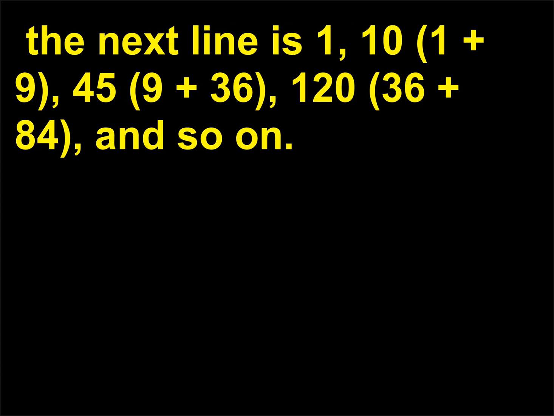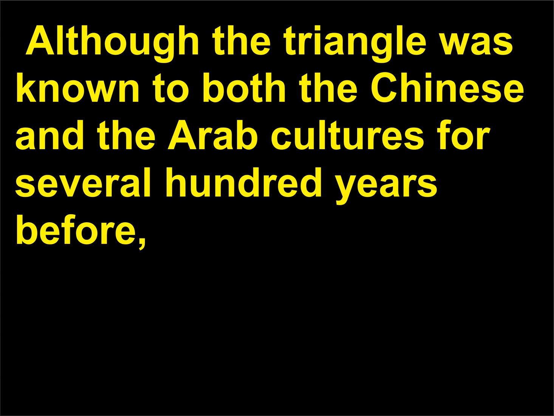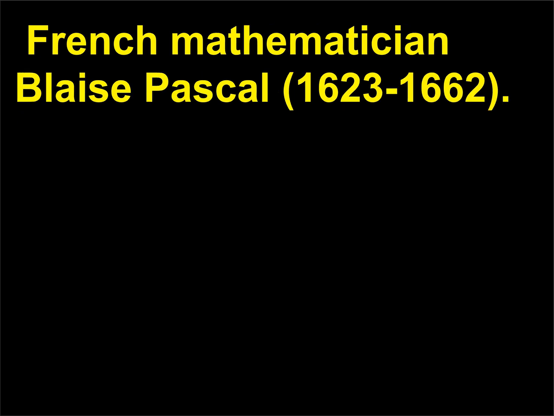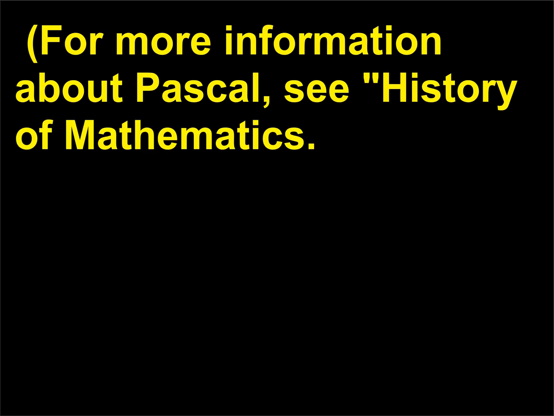The next line is 1, 10, 1 plus 9, 45, 9 plus 36, 120, 36 plus 84, and so on. Although the triangle was known to both the Chinese and the Arab cultures for several hundred years before, it was named after the person who brought it to the forefront of mathematics: French mathematician Blaise Pascal, 1623 to 1662. For more information about Pascal, see History of Mathematics.